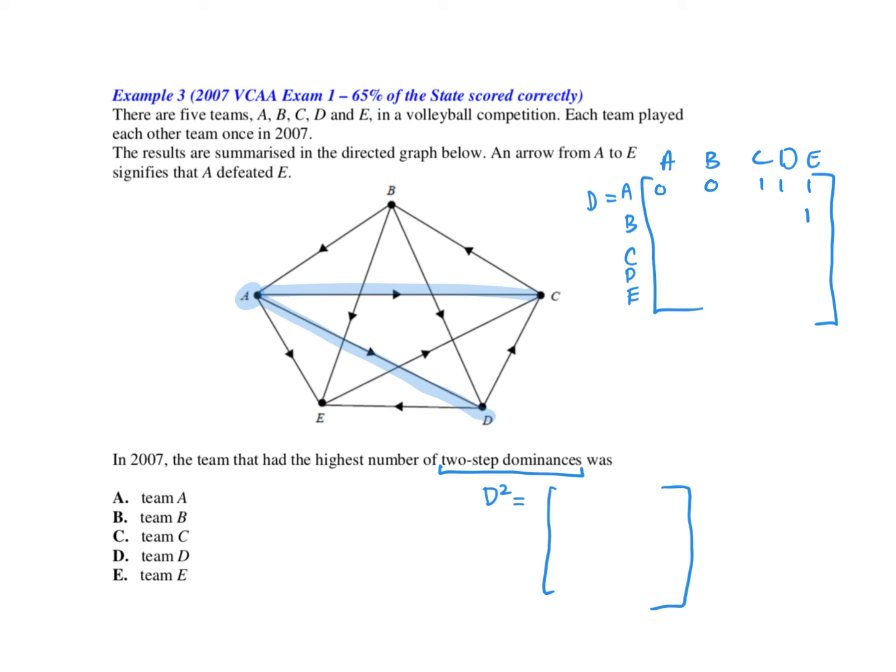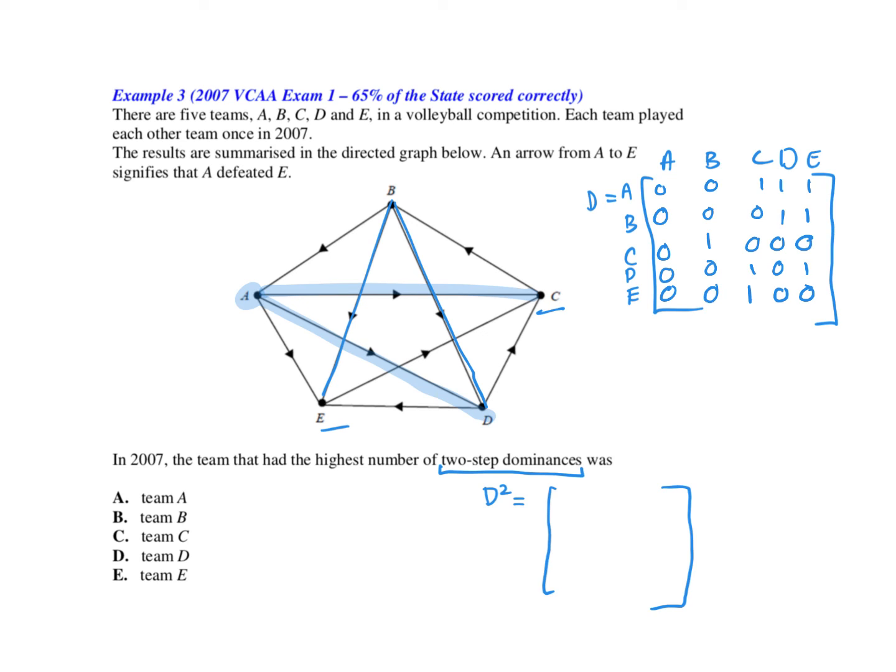E beat B and D. Okay, so zeros everywhere else. Who did C beat? Just B? Yep. D, they beat C and E. So C and E. And the last one, E, who did they beat? They beat C. And was that it? By the looks of it.